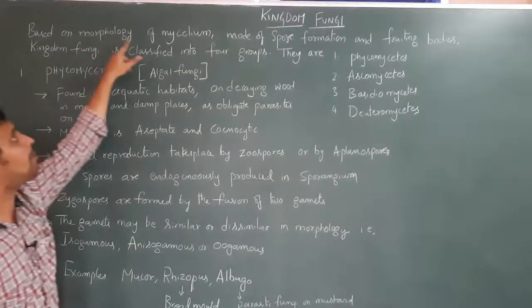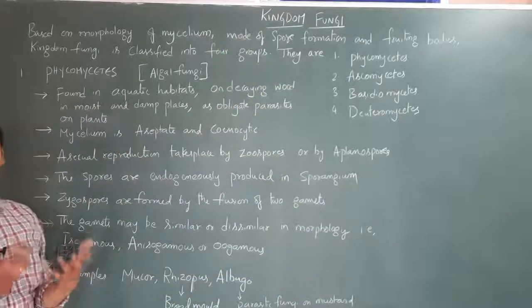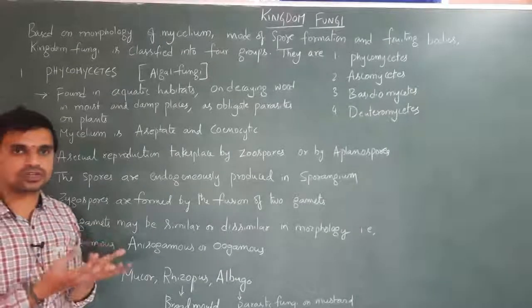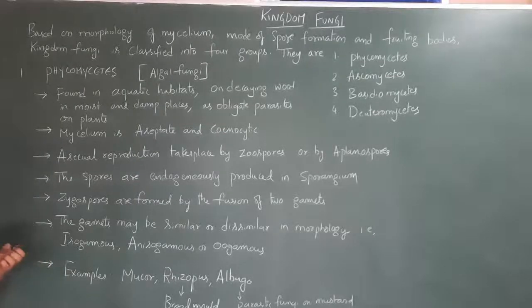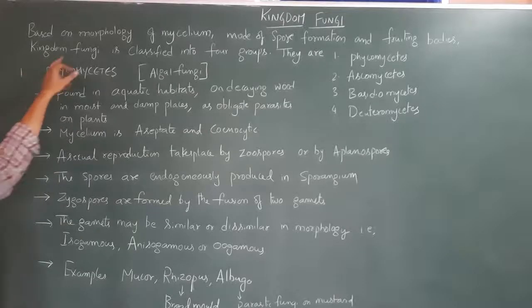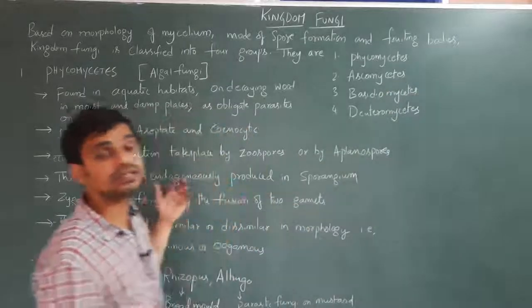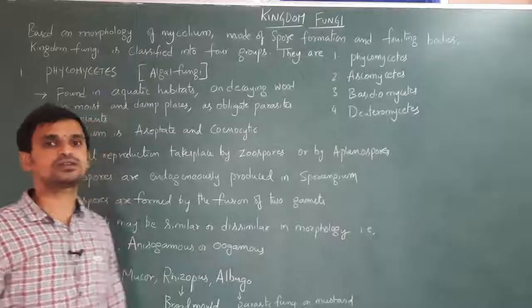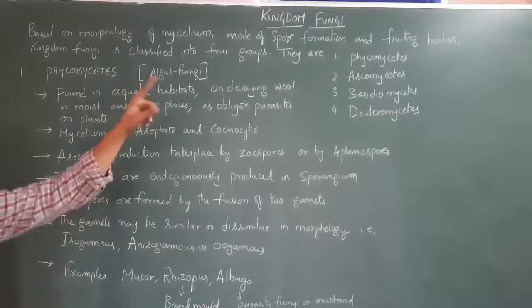Next, the mode of spore formation: how the spores are formed in that particular group. Sometimes the spores are formed exogenously, which means externally. In some fungi, the spores are formed endogenously, that is within the sporangium. And also fruiting bodies. What are fruiting bodies? Spores are formed in the special structures called fruiting bodies.